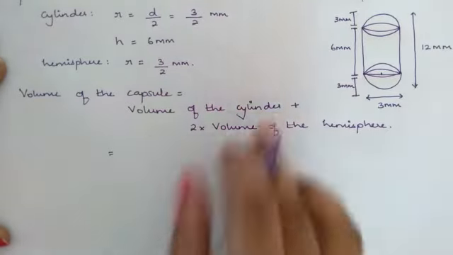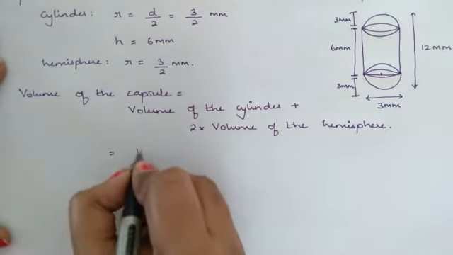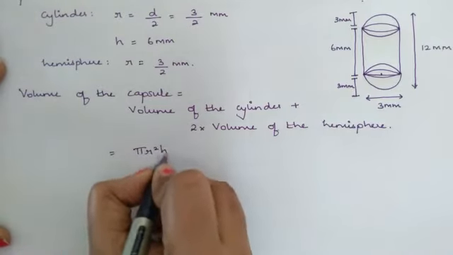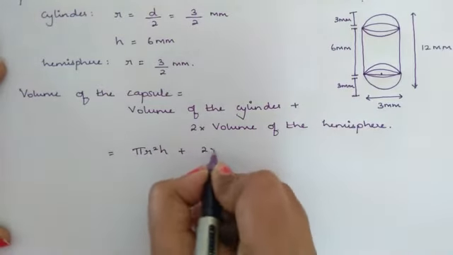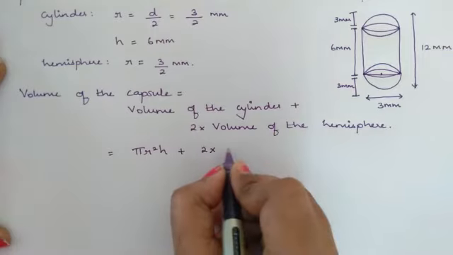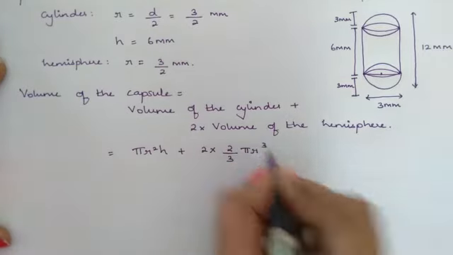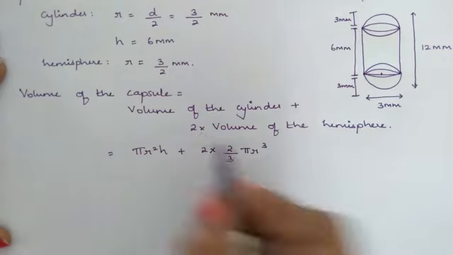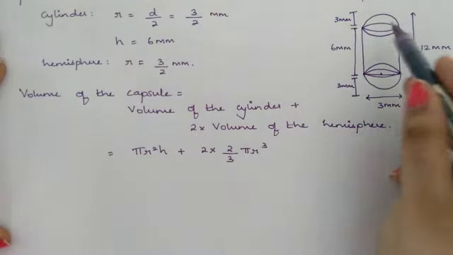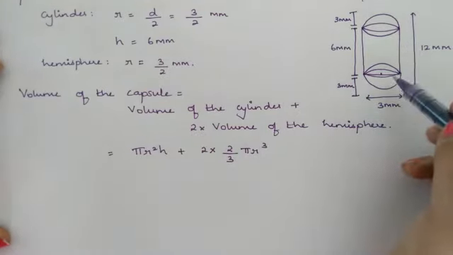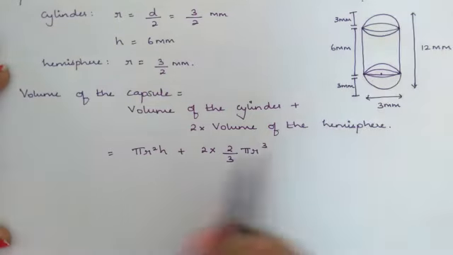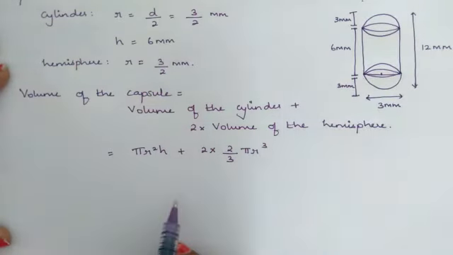Now let's write down the formula. Volume of the cylinder. What will be the formula? That is pi r square h plus 2 into volume of the hemisphere. What's the formula? 2 by 3 pi r cube. Why are we having 2 into here? Because we are having two equal hemispheres. Volume of both the hemispheres, we are going to take into count now. That is why 2 into volume of the hemisphere.